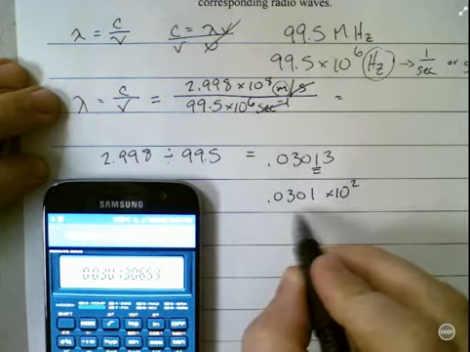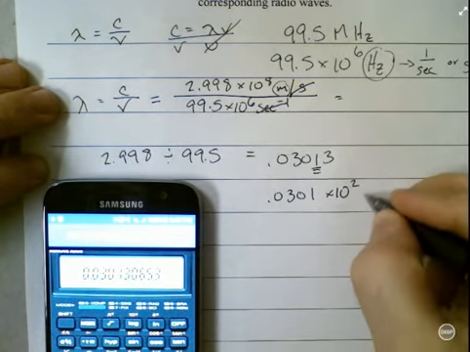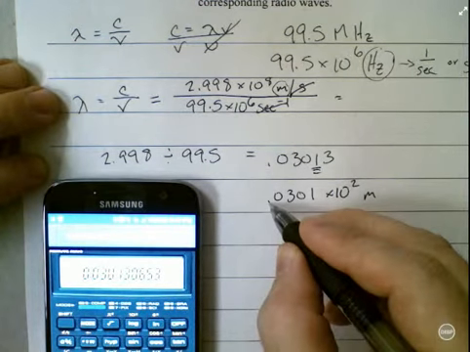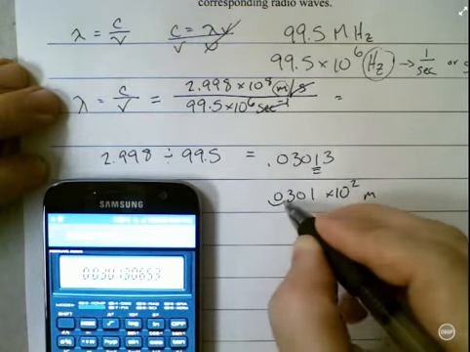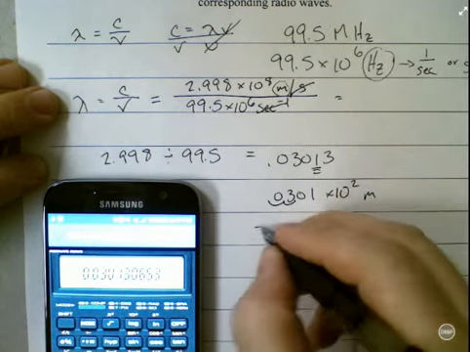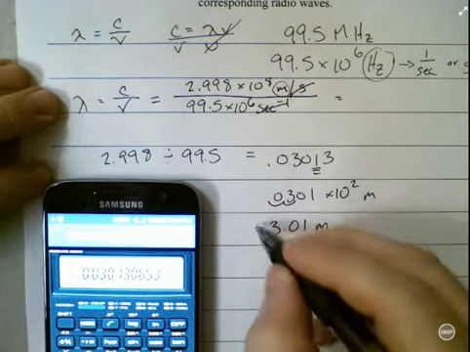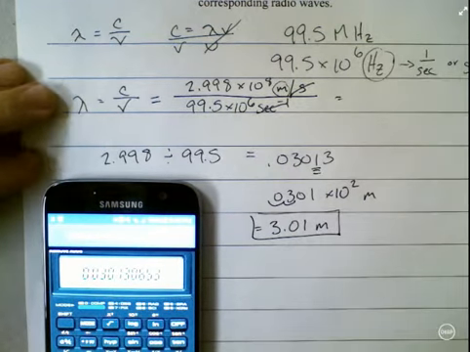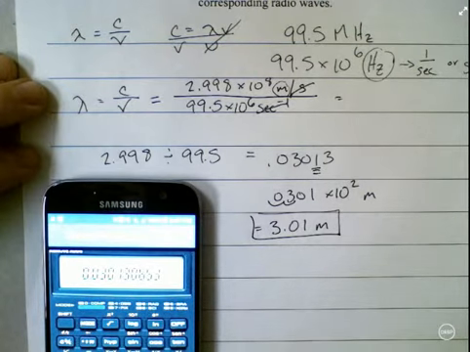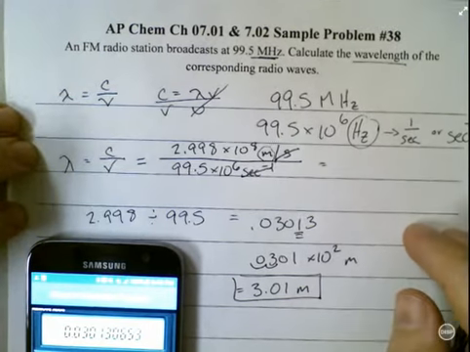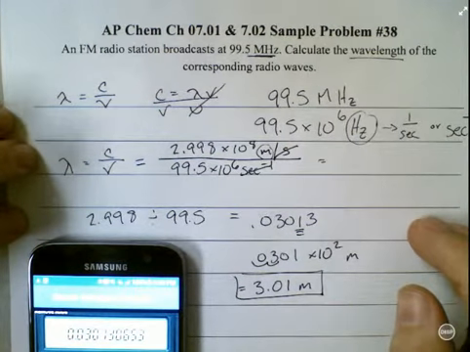This isn't quite scientific notation. Include the unit, don't forget the unit. I just multiply this by 10 to the second, so I can actually have a very simple answer, 3.01 meters. The wavelength of this exact frequency is going to be 3.01 meters.